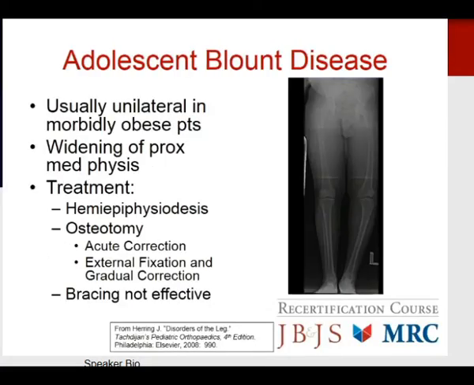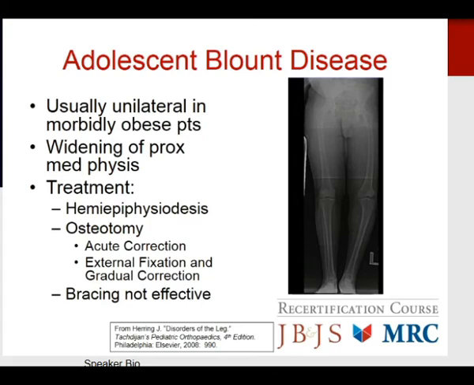Adolescent Blount's disease, on the other hand, presents in the older adolescent or teenager. It is frequently unilateral, but it does occur in obese patients. A characteristic radiographic finding is widening of the proximal medial physis. Bracing is not effective, and treatment includes hemiepiphyseodesis in mild deformity, as well as osteotomy in significant deformity.